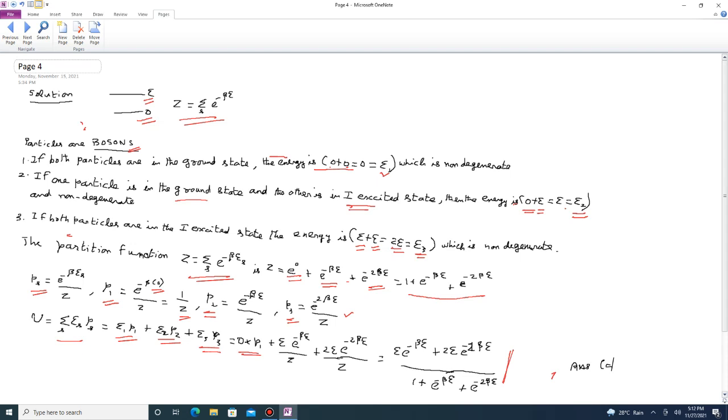E power minus beta E plus 2E e power minus 2 beta E whole divided by 1 plus e power minus beta E plus e power minus 2 beta E. So if a problem is a boson, we must be careful.